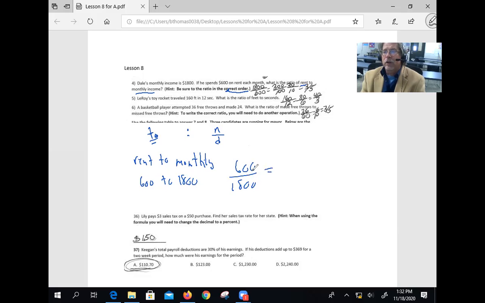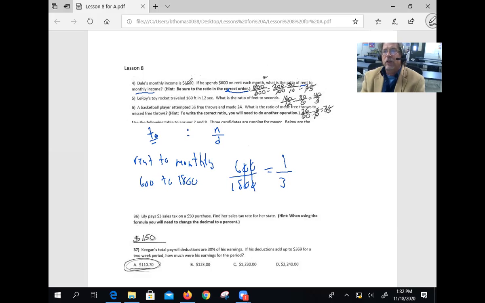And again, we can let the calculator reduce this, and we should get then 1 to 3. Or again, if I drop the zeros out, you'd have 6/18, and that would still give me this 1 to 3, or 1/3. Okay, so notice how you had 1,800 over 600. That's not the correct order that they asked for. They wanted the rent on top and the monthly income on bottom. So watch out for that.